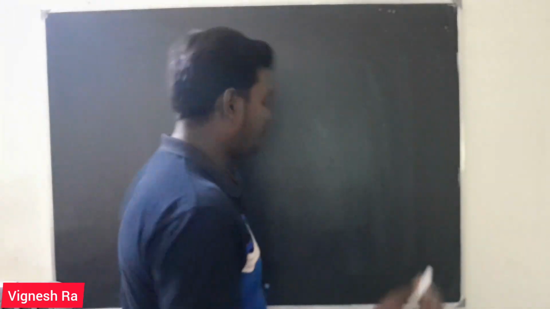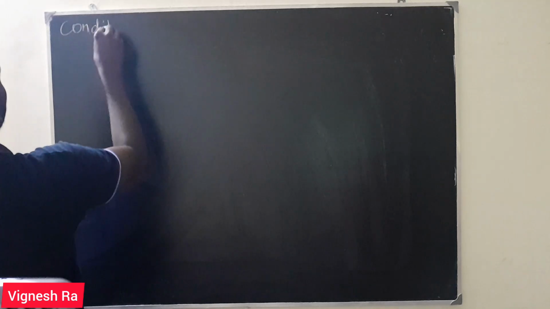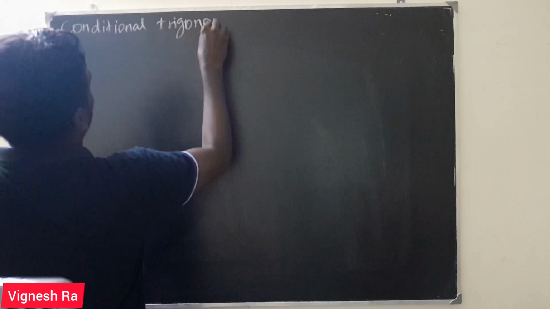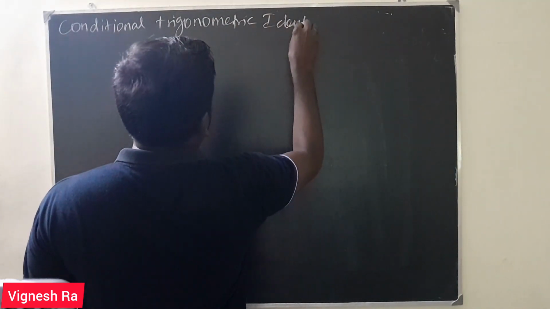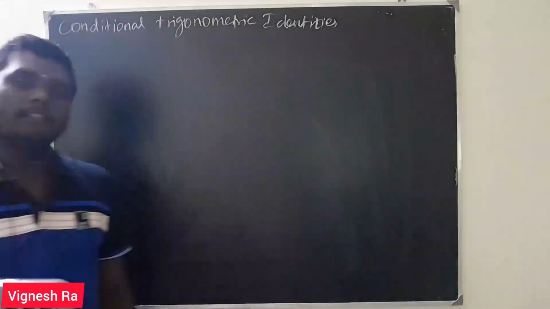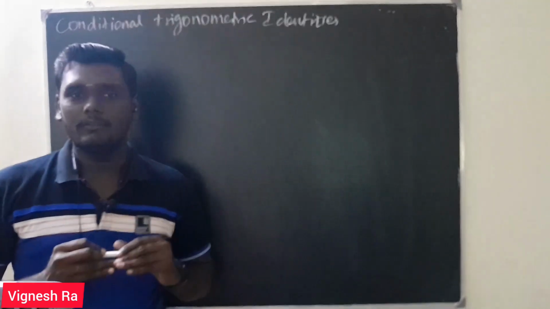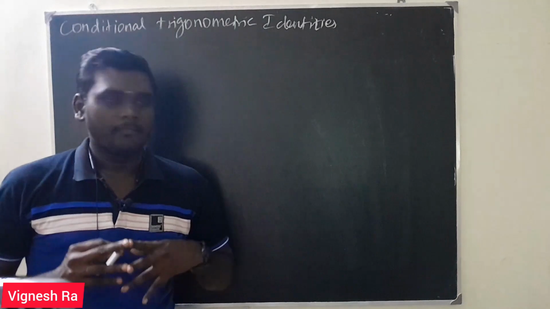We are going to discuss what? What are conditional trigonometric identities? So we know what a trigonometric identity is. What are trigonometric identities actually? The identities which are true for all the values of theta, whatever the angles involved there, for that it will be true.